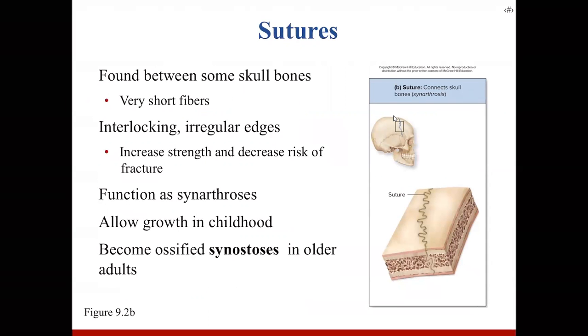Okay, now sutures are between some skull bones. Okay, so they have really short fibers connecting them together. They can have irregular edges that are like a puzzle piece, which is how they get linked together. So it makes them stronger because of the way that they're interlocking. Okay, so they function as synarthrosis. They allow our brain to grow in childhood, so our skull can expand. But as we age, they become ossified and become more bone-like.